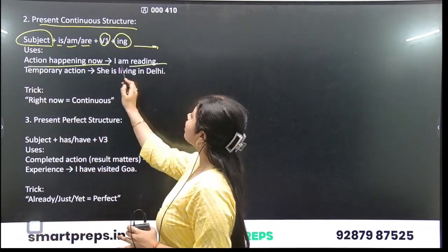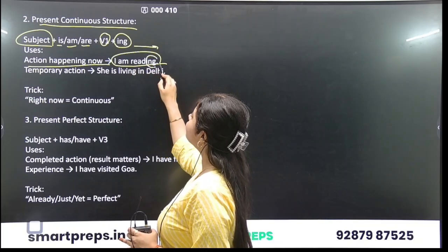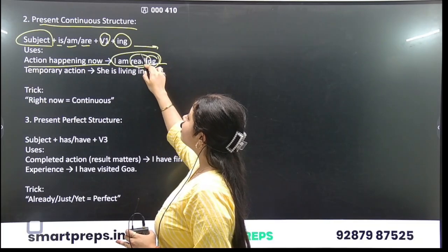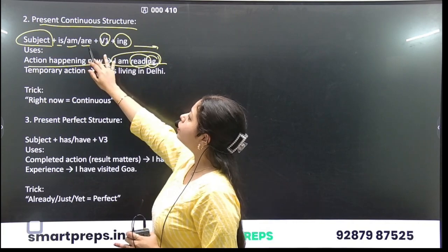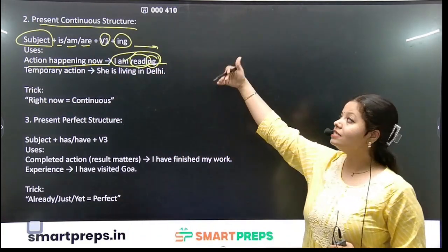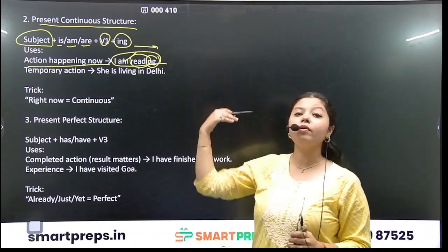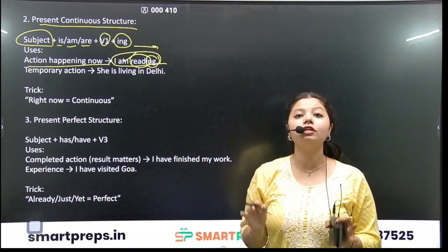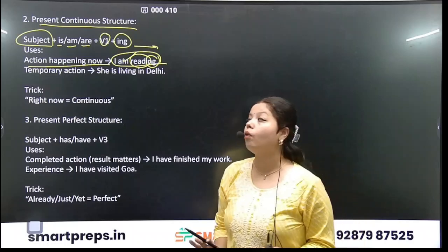I am reading. We have used ing. Read is the verb, and we use is, am, are. That is how we construct the sentence for present continuous. I am reading means I am doing the action now. It is happening now.